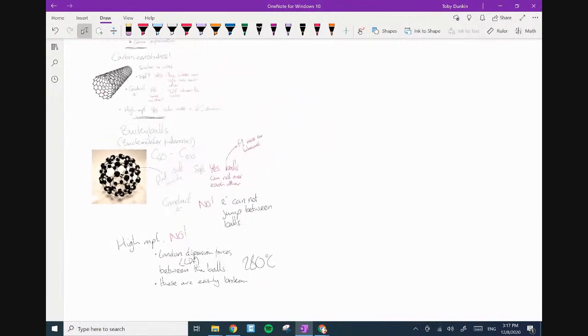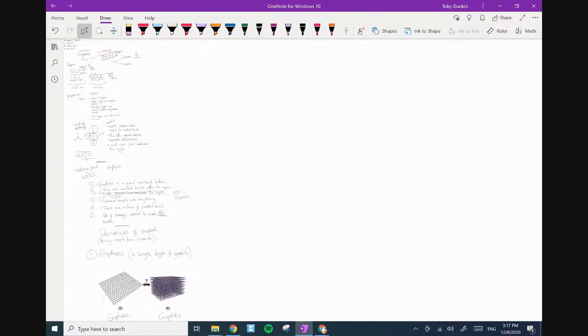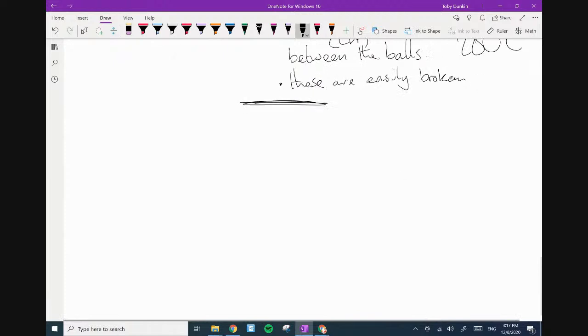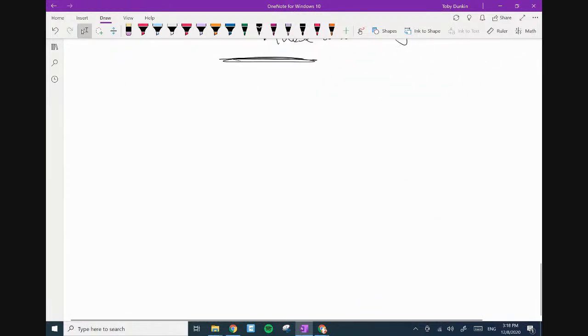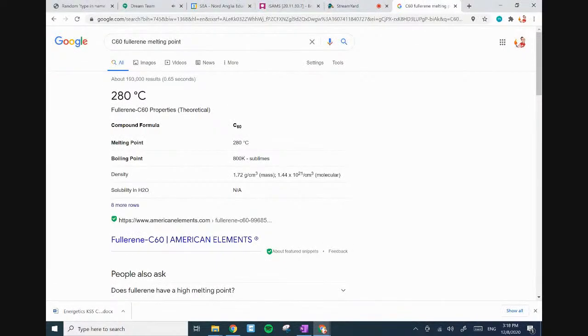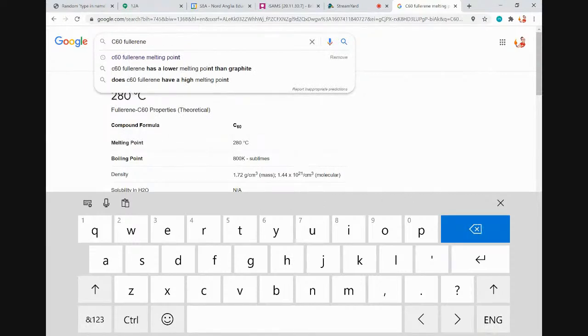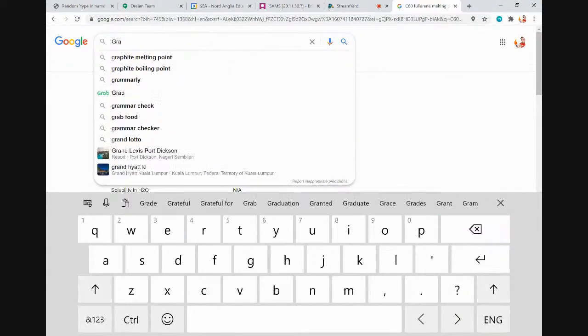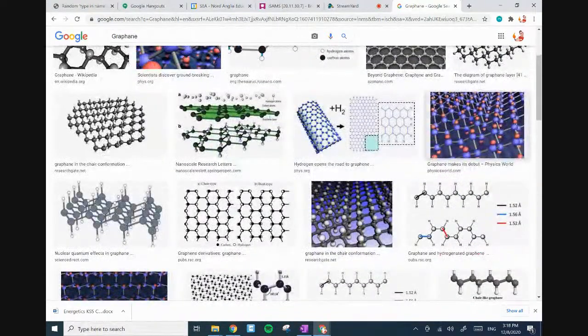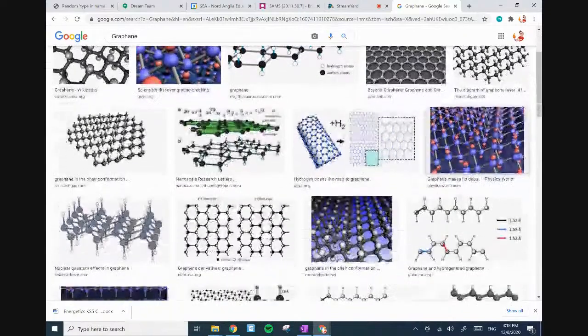Right. Guys, there is one more derivative, just so you know. I don't really like teaching it. It is part of A-level. It came up twice in exams. I don't want you guys to worry about this one. This is an extension, really. And this is called graphene. What they do is they took graphene, one layer, and added hydrogen to each one of them.